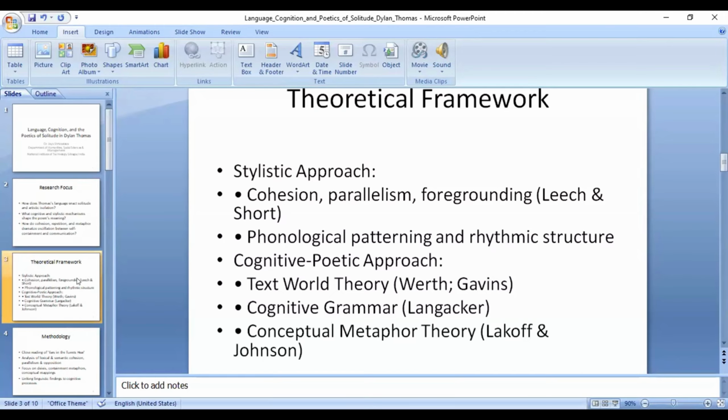Thomas's linguistic inventiveness reveals the interdependence of cognition and creativity, showing how poetic language not only reflects but also reshapes the human experience of isolation and the longing for recognition. By integrating insights from stylistics and cognitive poetics, the paper demonstrates how Ears in the Turrets Hear becomes both a text and a thought process, a verbal architecture of the mind that continually reimagines the boundaries between self and world.